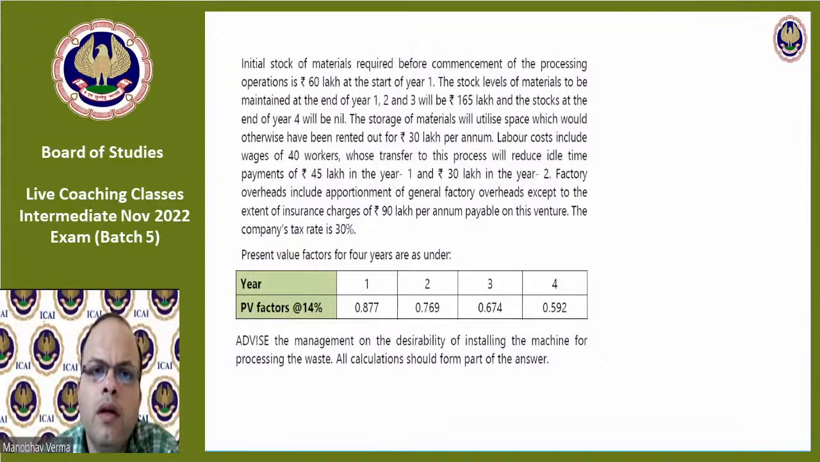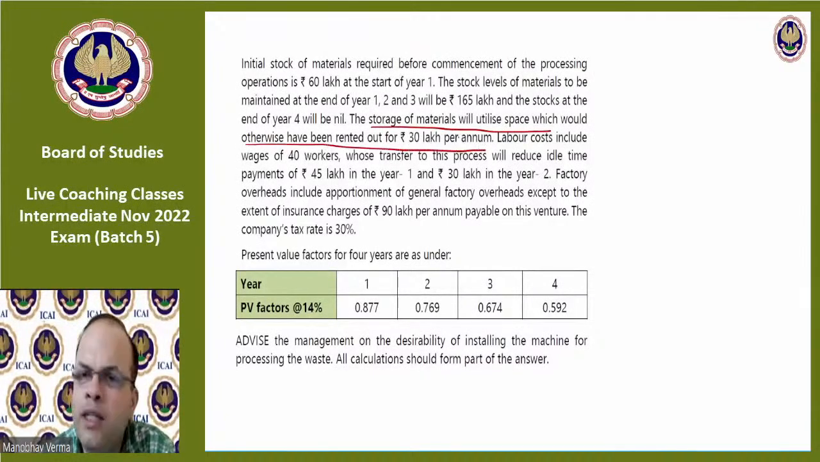So we're talking about the storage of materials, which will utilize the space which could have otherwise been rented out for 30 lakhs. Is it an opportunity cost, guys? We discussed that as a relevant cash flow. Labor costs include wages of 40 workers whose transfer to this process will reduce the idle time payments of 45 lakhs in year 1 and 30 in year 2. Factory overheads include apportionment of overheads except to the extent of insurance charges of 90 lakh on this venture.